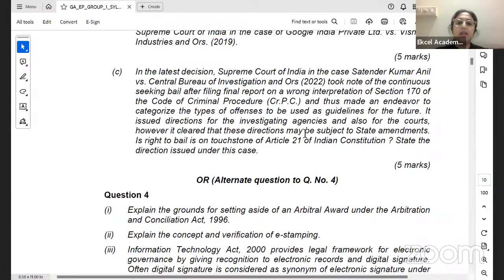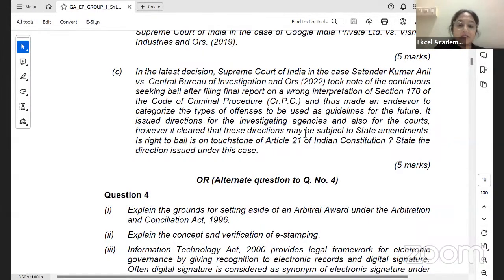State the directions issued under the case. See, this is related to bail. First thing is, this case, that is Satendra Kumar Antil versus CBI, is related to bail. Continuously, you are filing bail applications. And in this case, the court has given certain guidelines. Guidelines means it is not mandatory, that exactly like that only you have to follow. It's not that, but you have to take it into consideration, and according to your state, whatever is the requirement, you can take it into consideration.